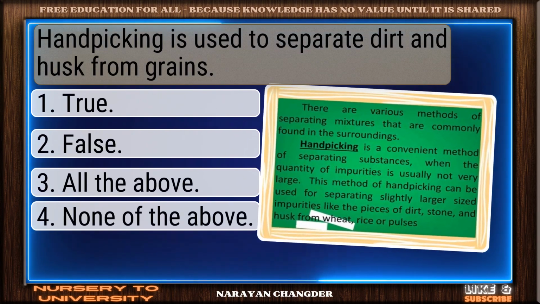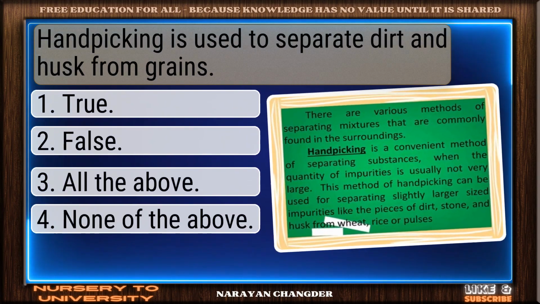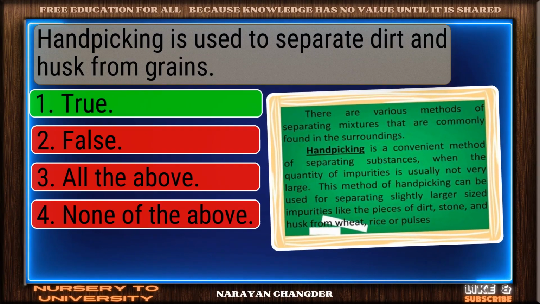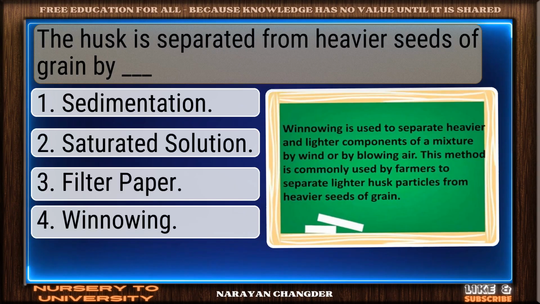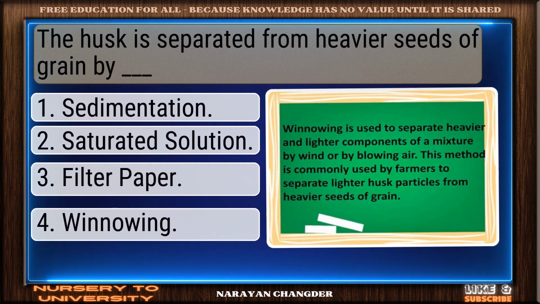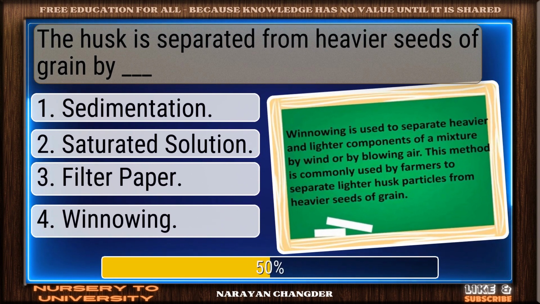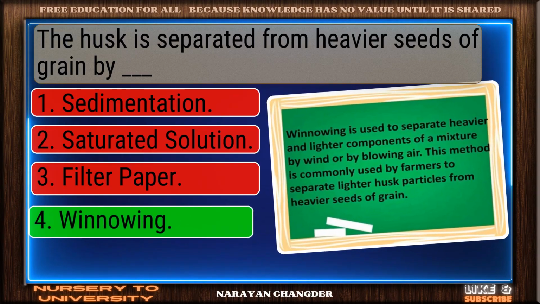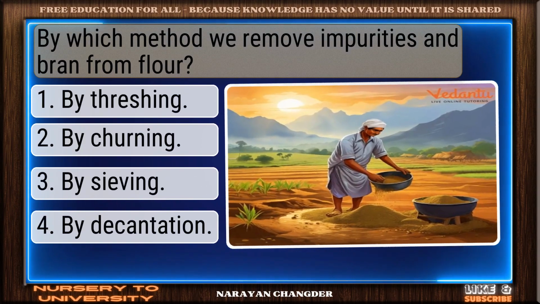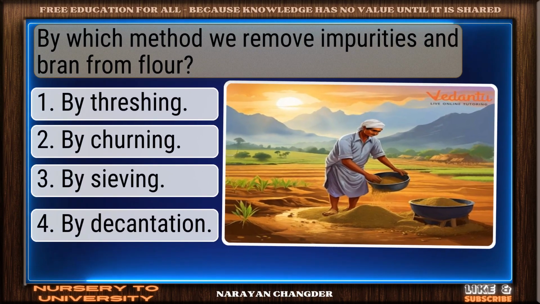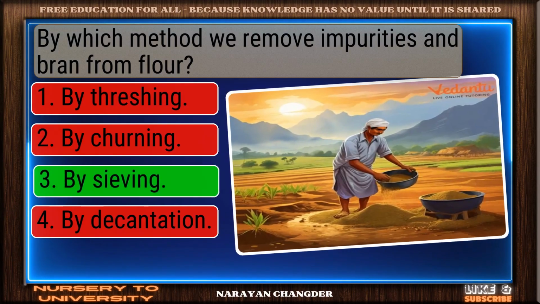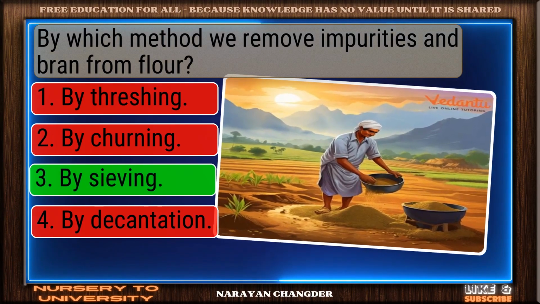Hand-picking is used to separate dirt and husk from grains. Strong choice. True is the right answer. The husk is separated from heavier seeds of grain by dash. Sharp thinking. Winnowing is the right choice. By which method we remove impurities and bran from flour. Right choice. By sieving is the best answer.